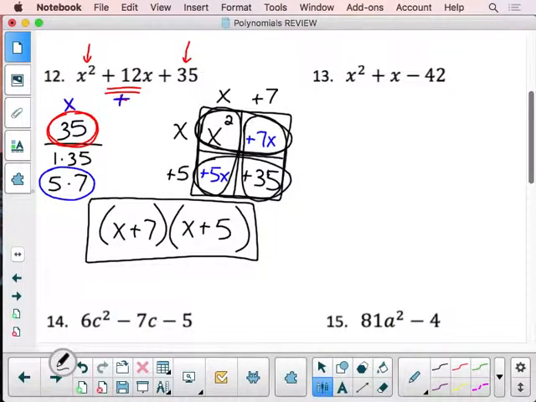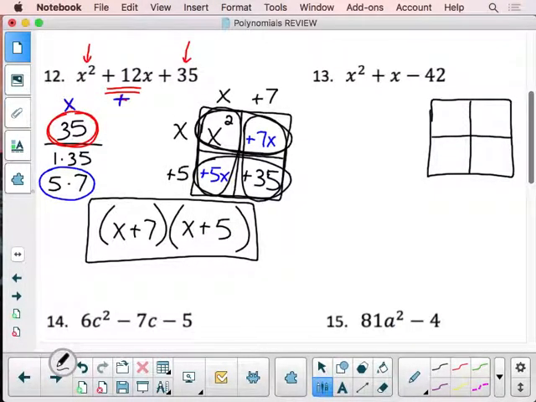Now we move over and we repeat that exact same process for number 13. Draw our box. We take our x squared, and we take our negative 42, and we put them in the box. All right, we multiply those two together diagonally. We get negative 42x squared. Now, we already know it's going to be x squared, so I'm just going to write the negative 42.